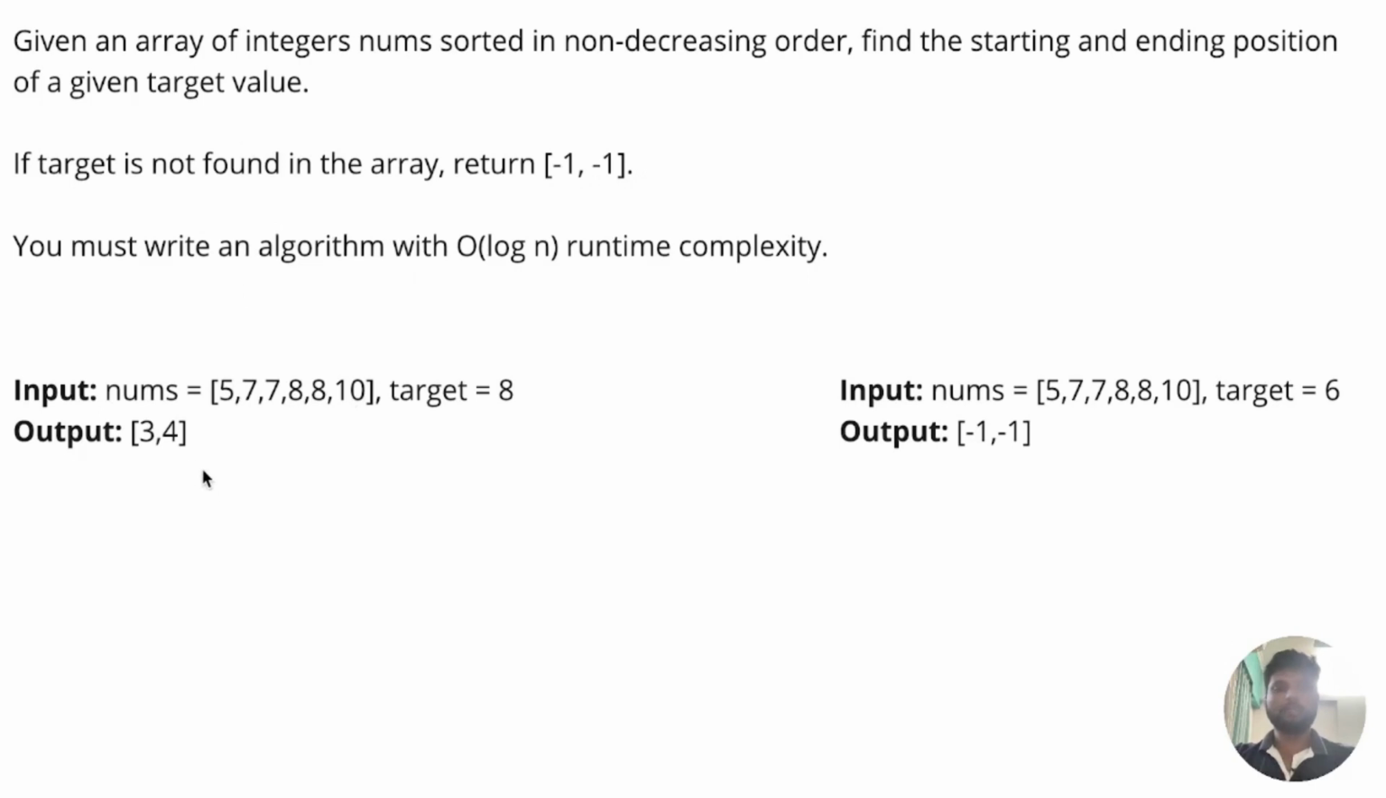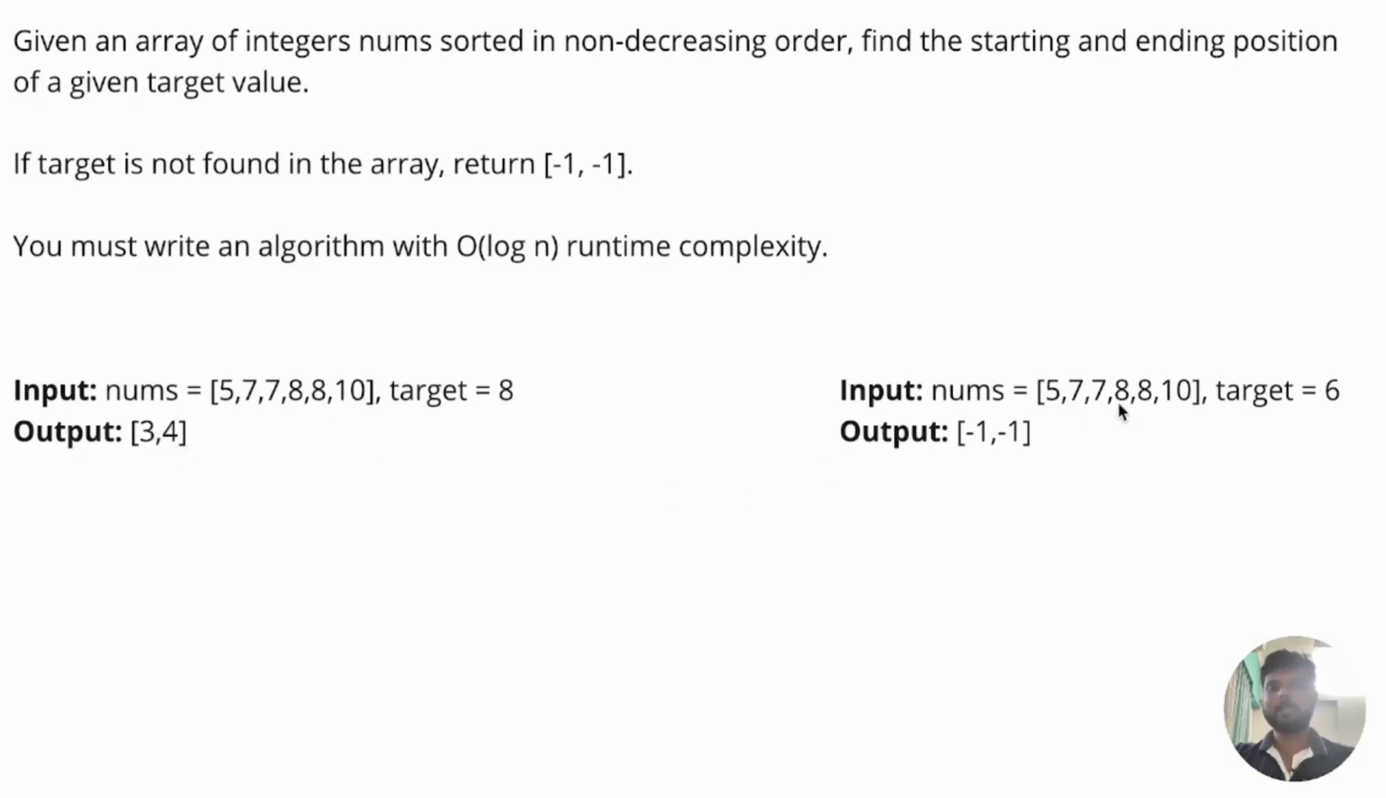So let's look at some of the sample inputs and outputs. The first input is an array with the numbers 5 7 7 8 8 10, and the target given to us is 8. So what's the starting position of the 8? It's 0 1 2 3, right? So this 8 will start at position 3, so we are returning 3 as the first element. And what is the ending position of the element 8? It will be 4, right? So we are returning 4. So 3 comma 4 is the final output result.